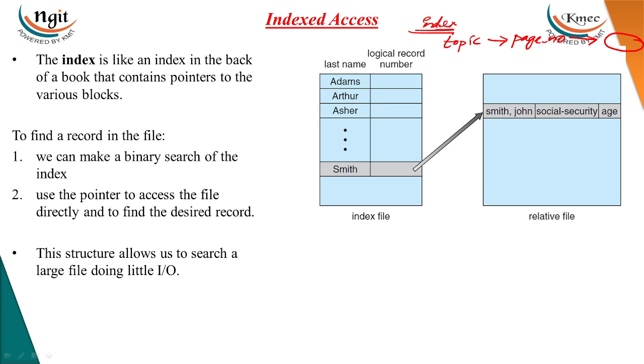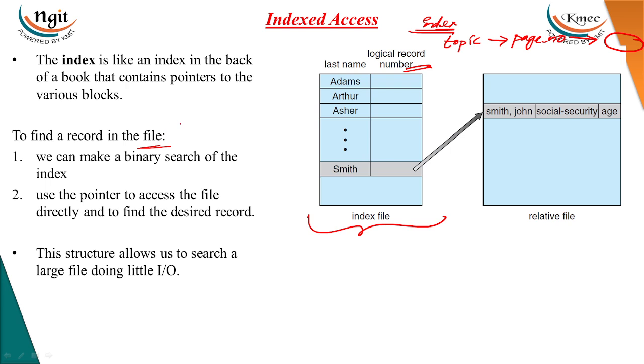Similarly, in the system also we use the index access method. In the index access method there will be an index and some logical record numbers, and this will be maintained in a file called the index file. We will maintain a set of pointers to the logical records.